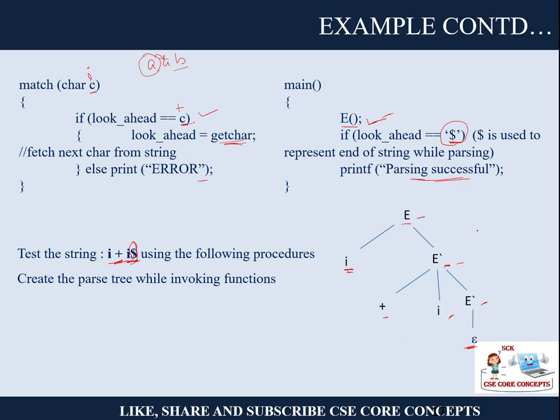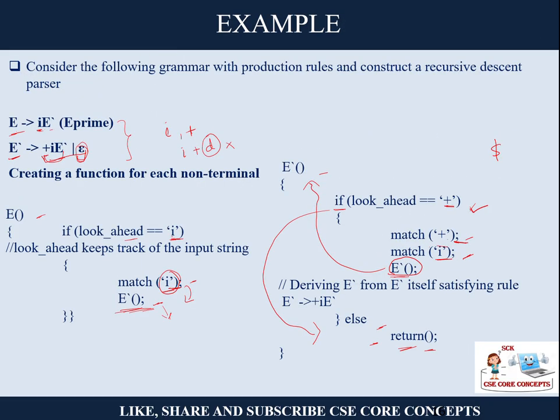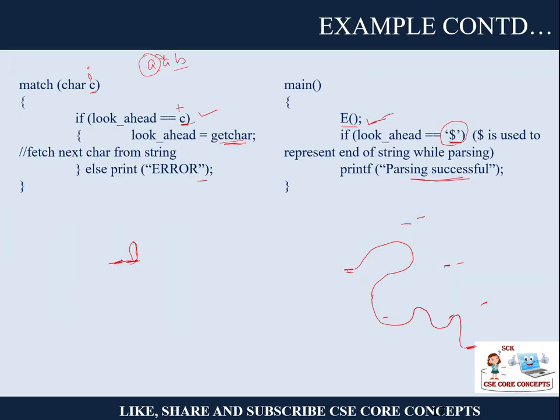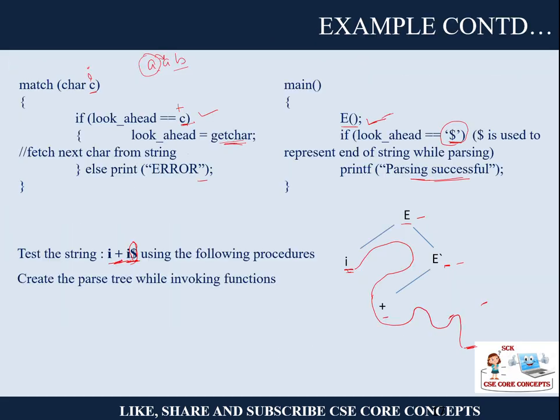So you go I, then you go to the left branch plus, then you go I, and done. End of the string. So this is how you perform a recursive descent parser. What you have to do is that for the number of non-terminals you have, that many functions you need to create, and in each function you have to simply follow the grammar which is being given. And for the string you have to start following the functions and generating the parse tree.